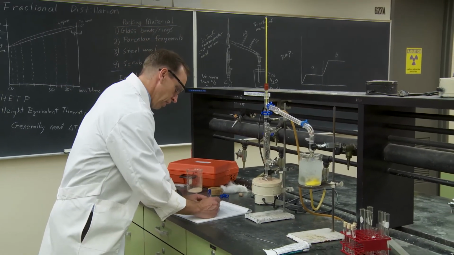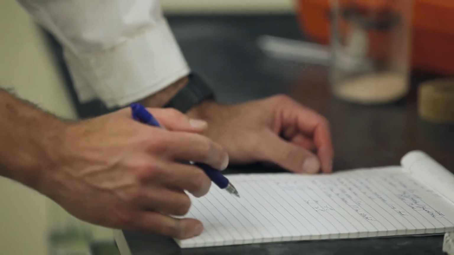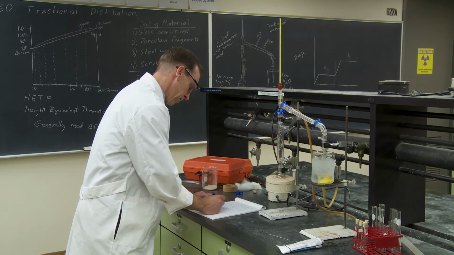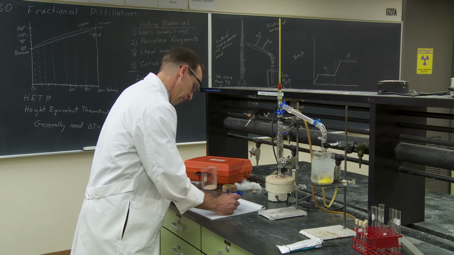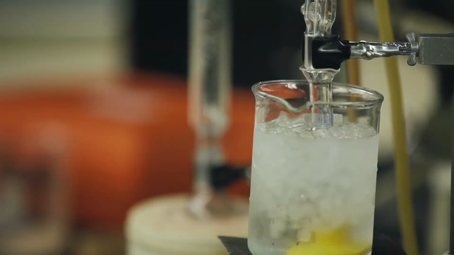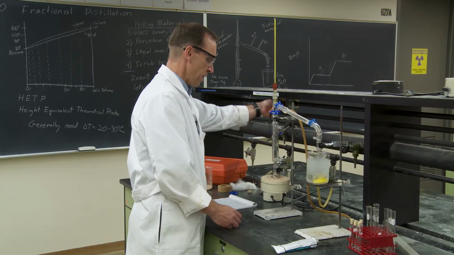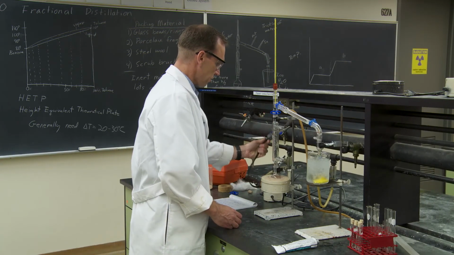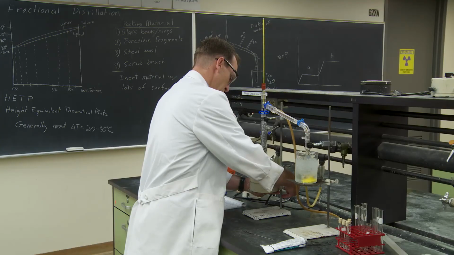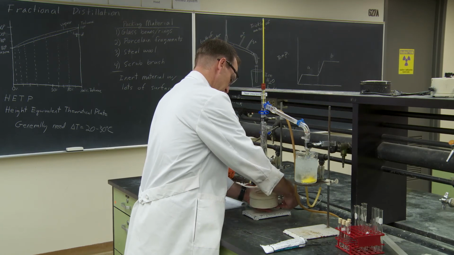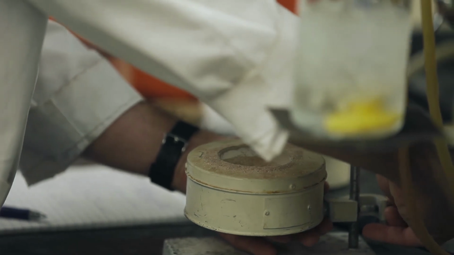So that looks like my second plateau. So my two boiling points look like 46 degrees and 74 degrees. I'm going to go ahead and turn off the sand bath. Allow this to cool down. I can go ahead and remove the heat. Allow that to cool.